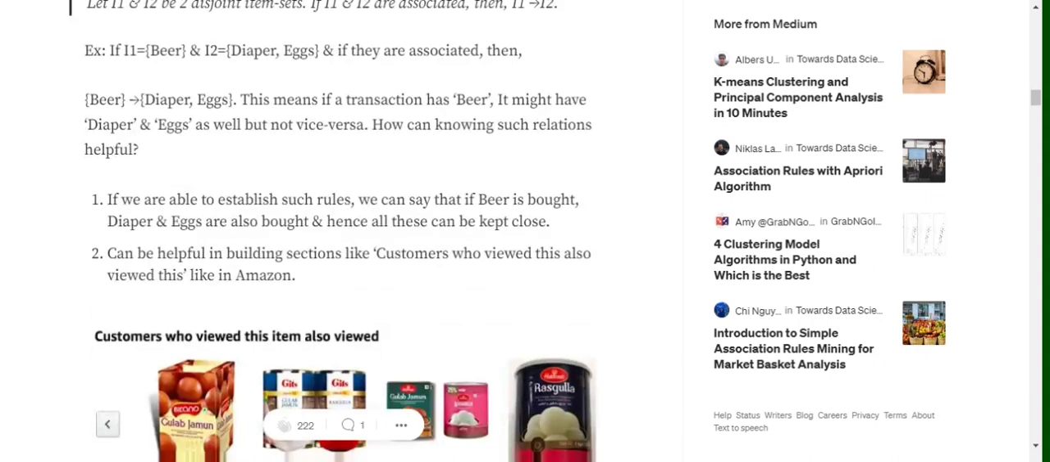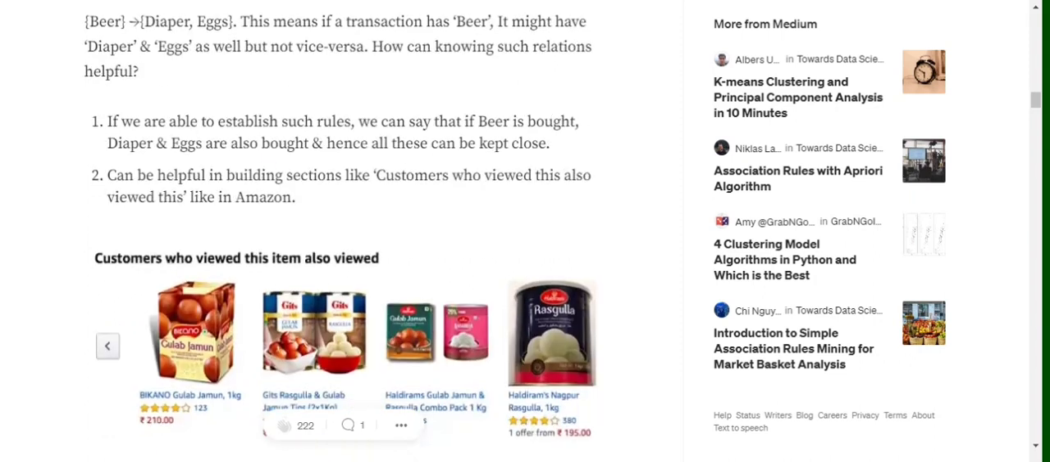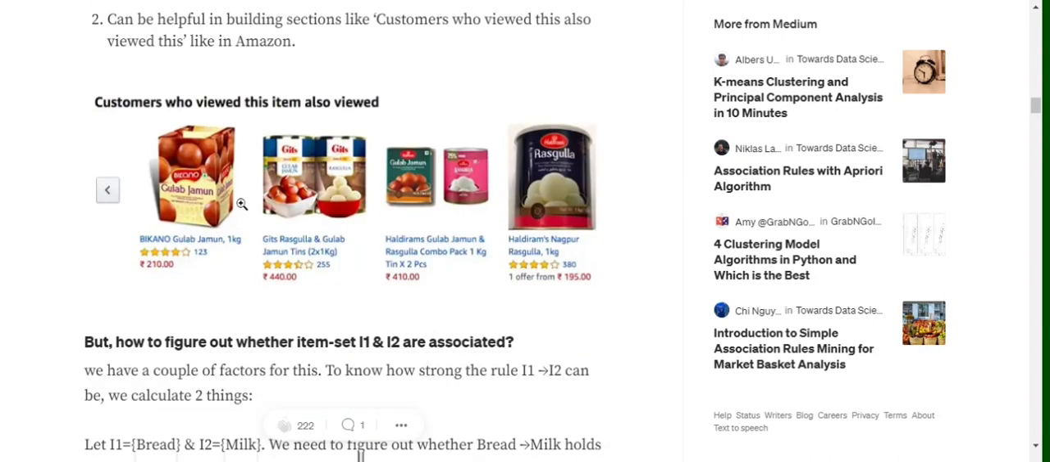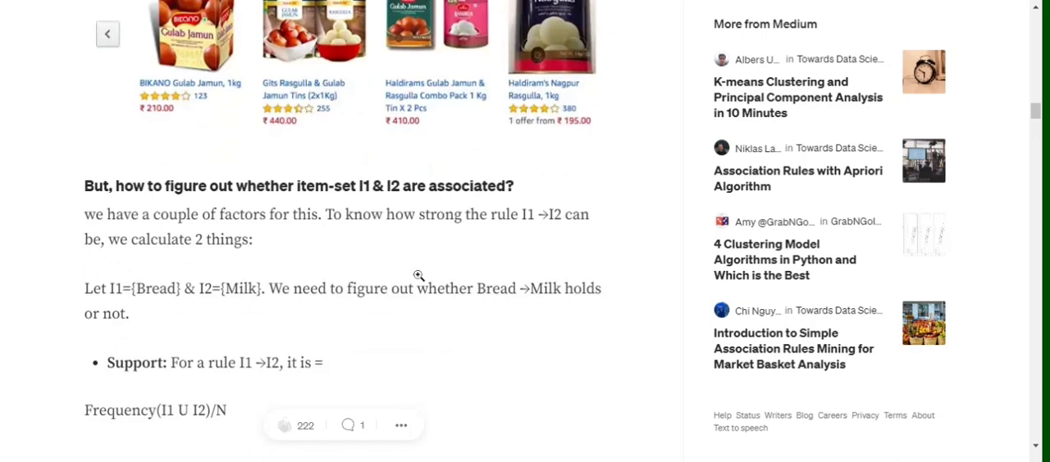Now you must have understood how these association rules can help us. If beer is bought, diapers and eggs are also bought. If we have this association rule, we can place these items together. This sort of rule can help us build sections like "customers who viewed this also viewed" on Amazon. I have added an example here. You must have seen this: customers who viewed this item also viewed these items. It does make sense.